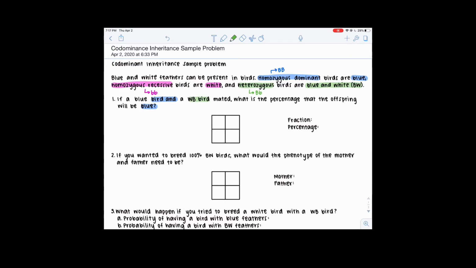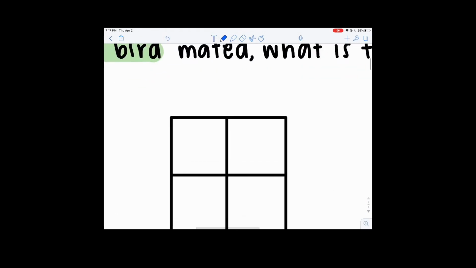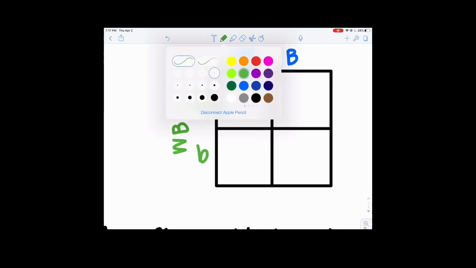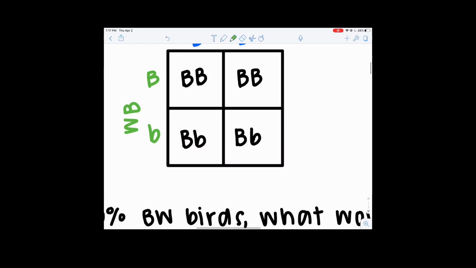So we can go ahead and label our Punnett square because we know we are doing a blue bird and a WB bird. We can label the top as blue with the capital B because it is homozygous dominant, and we can label the side as WB with a capital B and a lowercase b because it is heterozygous. Now we can cross the two birds and we get two uppercase BBs and one uppercase B, lowercase b, and another uppercase B, lowercase b.